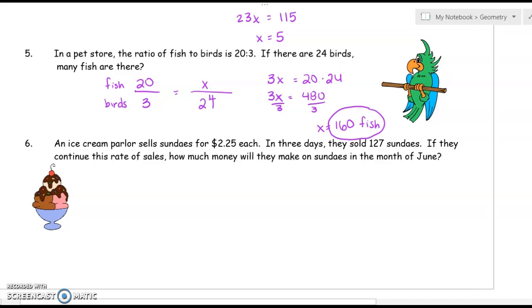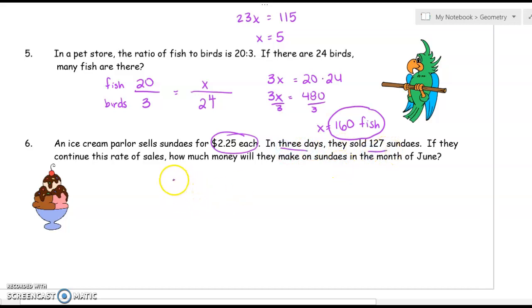Let's see. Number 6, we've got an ice cream parlor sells sundaes for $2.25 each. In 3 days, they sold 127 sundaes. If they continue this rate of sales, how much money will they make on Sundays in the month of June? All right, so what happens is we know that the price of the sundaes is $2.25 each, but that's actually not going to be used right away. We know that in 3 days they sold 127 sundaes.